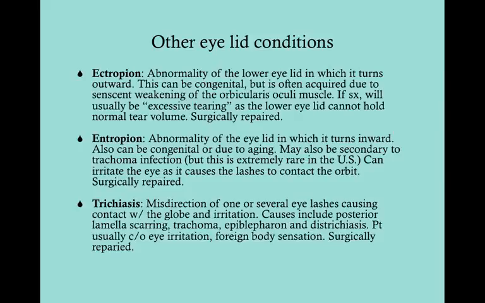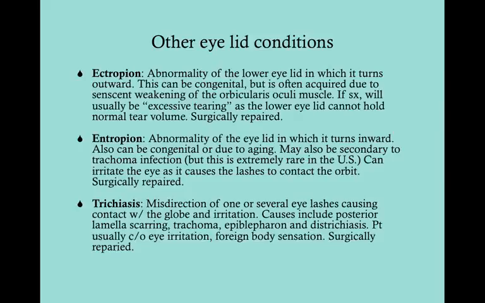Entropion is just the opposite. So this is an abnormality of the eyelid, it could be upper or lower, in which it turns inward. And this can be congenital or due to aging. It can also be secondary to trachoma infection, but you're not going to see this in the U.S. It's very rare in the U.S., more so seen in North Africa and South Asia. It can irritate the eye because with entropion, since it's turning in, it's also turning the eyelashes in, and the eyelashes, when they rub up against the orbit, can cause inflammation. And this is also surgically repaired.